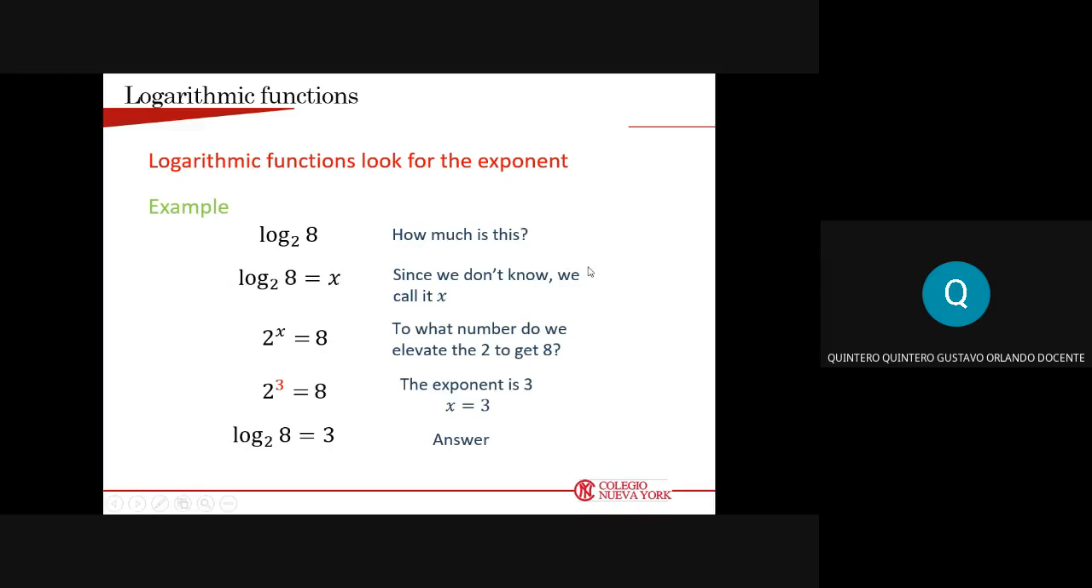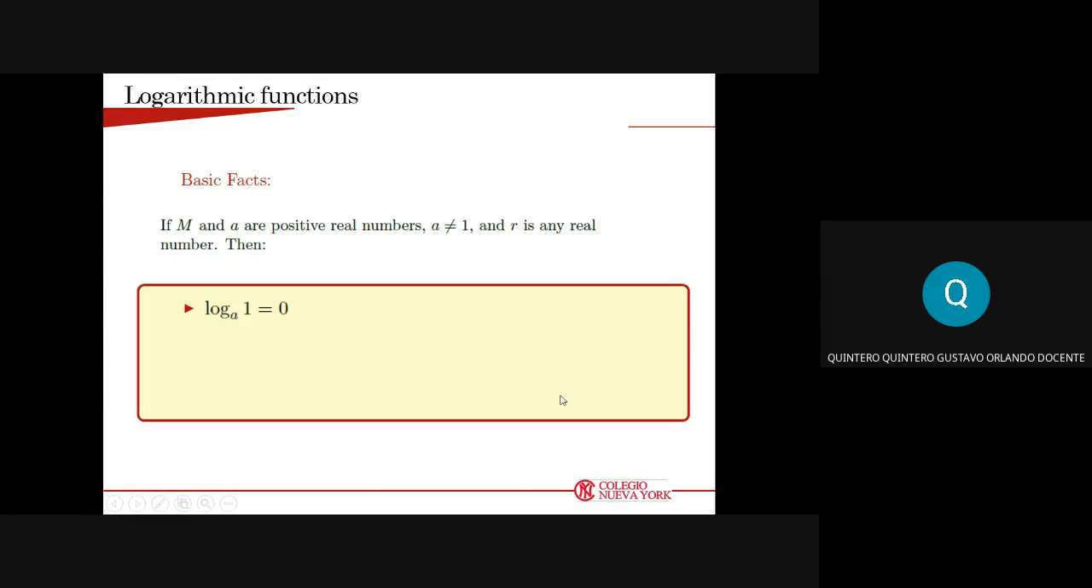All right, pretty good. Let's jump into some basic facts. Number 1, whenever you find something like this, the result will always be 0. Let me do an example of this.